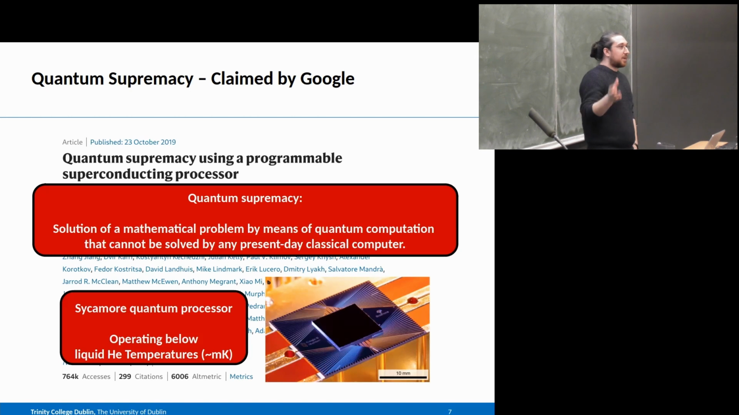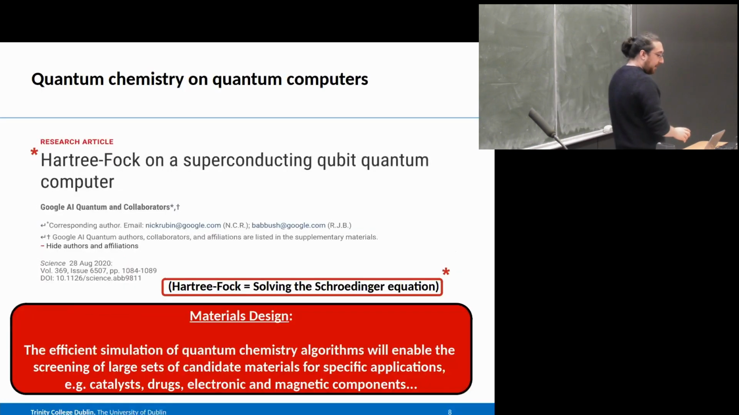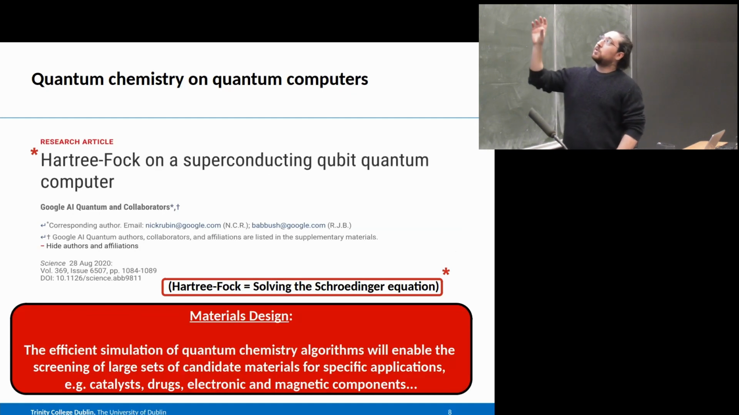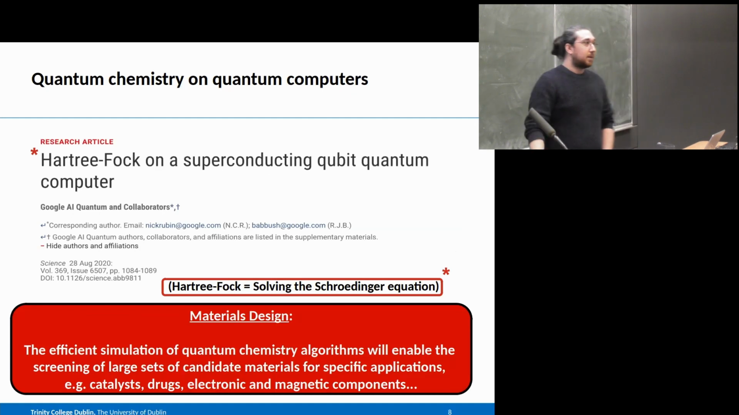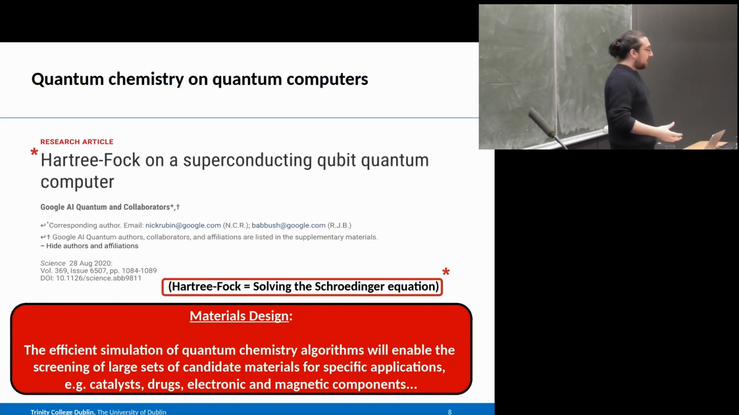So they just took a mathematical problem for the sake of the argument to prove the principle, but the problem itself is completely useless. However, just 1 year after that, they used the exact same hardware to solve the Schrödinger equation for a simple system. And solving the Schrödinger equation with a quantum machine is really the holy grail of quantum computing.